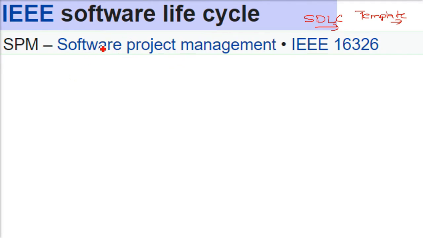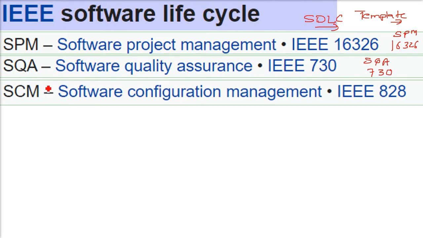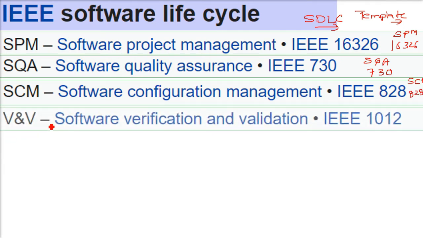First is Software Project Management, SPM. This is IEEE 16326. Next one is Software Quality Assurance, SQA. This is IEEE 730. Software Configuration Management, SCM, is IEEE 828. Software Verification and Validation is 1012.